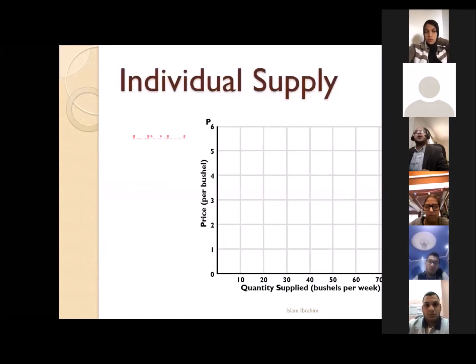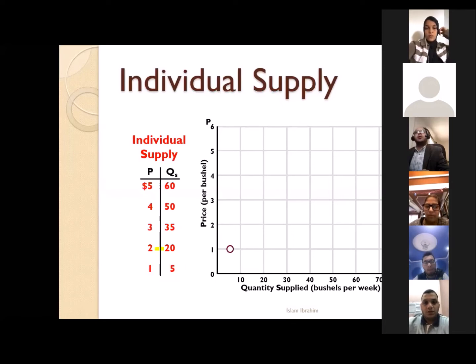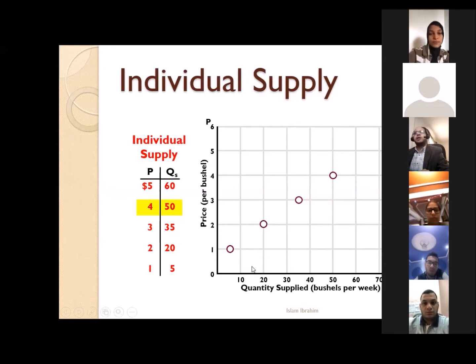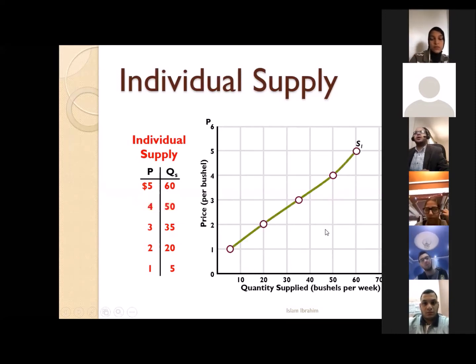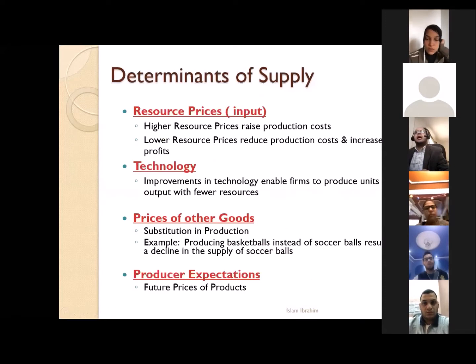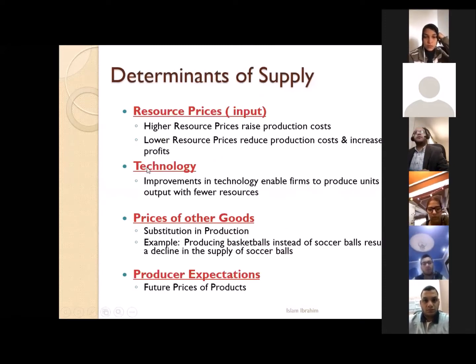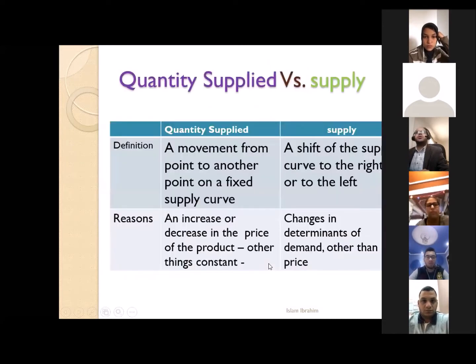Okay, so this is the individual supply. So simply when the supply increases, from 1 to 2 to 3 to 4 to 5, when the prices increase, quantity supplied also increases. Okay. And these are the other determinants of supply: resources, technology, price of other goods, and producer expectations, as we already know from the last lecture.